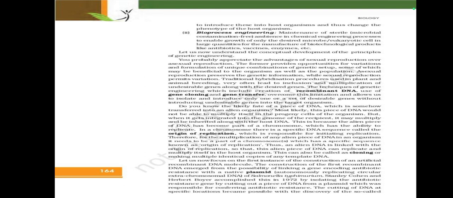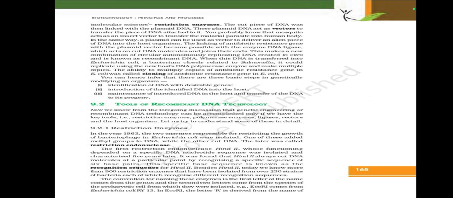The cutting of DNA at specific locations became possible with the discovery of the so-called molecular scissors, restriction enzymes. The cut piece of DNA was then linked with the plasmid DNA. This plasmid DNA acts as a vector to transfer the piece of DNA attached to it.